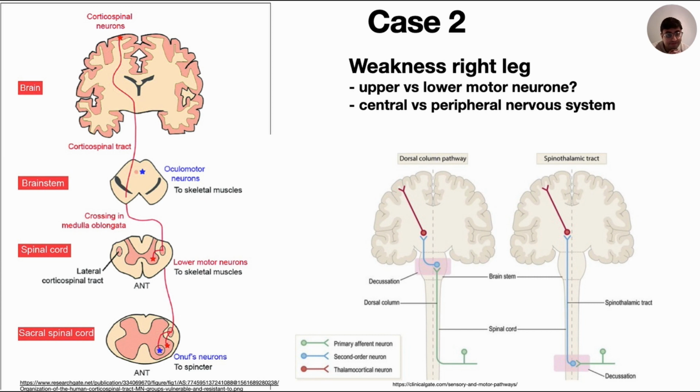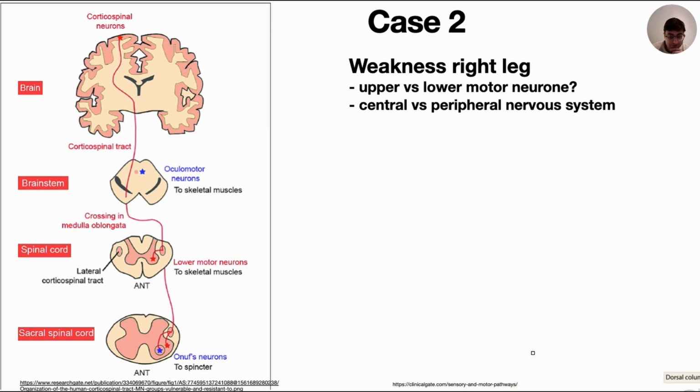So case 2. We are told that the patient has weakness in the right leg. So again, I'm just going to move this out of the way. So we're going to forget sensation for now, because we're not given any information about sensation. All we're told is that a patient has weakness in the right leg.